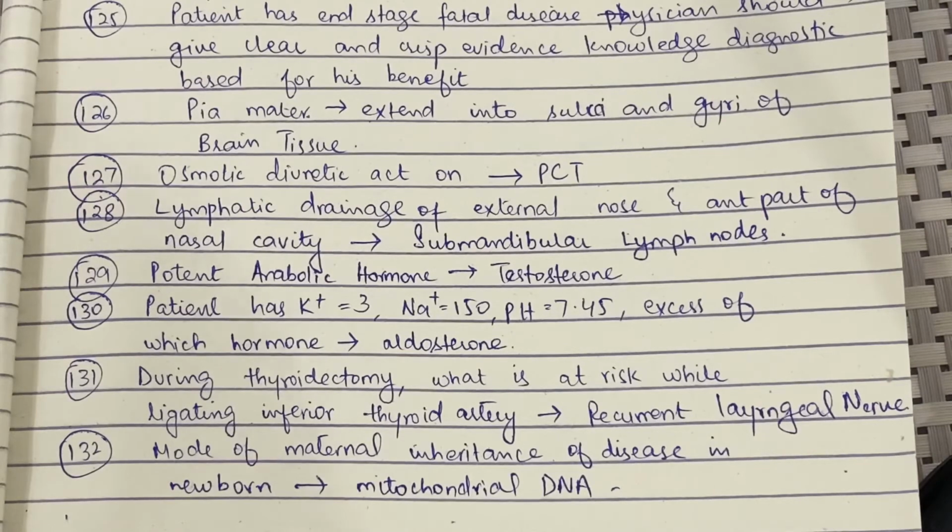Patient has potassium 3, sodium 150, pH is 7.45, excess of which hormone? It's aldosterone. During thyroidectomy, what is at risk while ligating the inferior thyroid artery? It's the recurrent laryngeal nerve. Most of the maternal inheritance of diseases in newborn is due to the transfer of mitochondrial DNA.